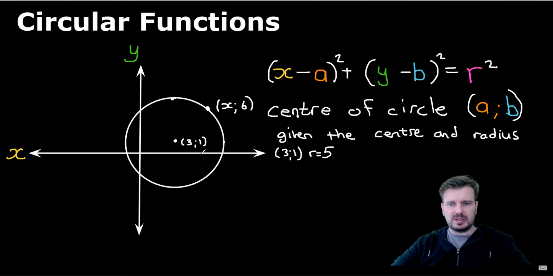If I look at what I've been given here, I've been given the center of the circle, 3 and 1. I've been given the radius is 5, and then 6 here, but I am not given this x. So x, the yellow, is what I need to find out, because I have a and b, which are the center of the circle, and I have the radius. And I am also given one of the parts of the point on the circle, which is the y value.